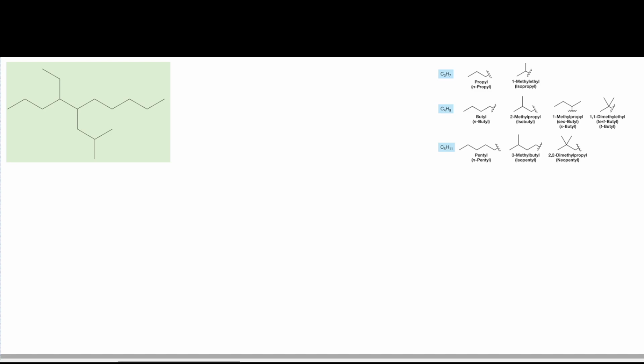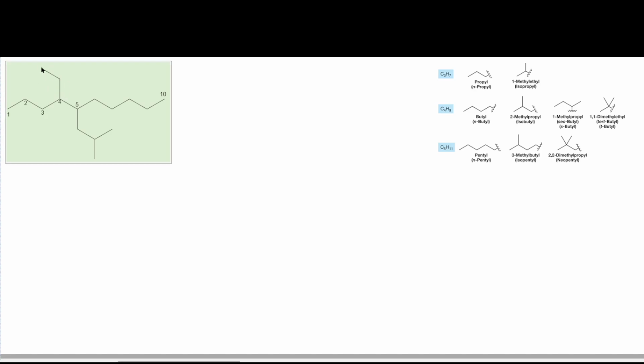So here I can say this is your first carbon, second carbon, third carbon, fourth carbon, fifth, sixth, 7, 8, 9, and 10. So you'll have this one as the 10th carbon. So there are 10 carbons in the longest carbon chain.